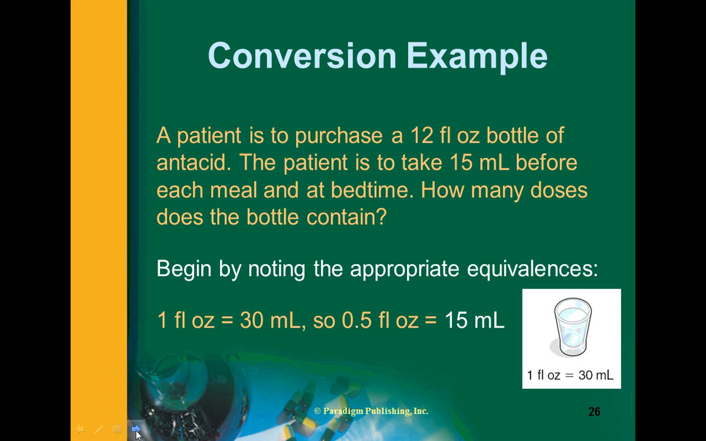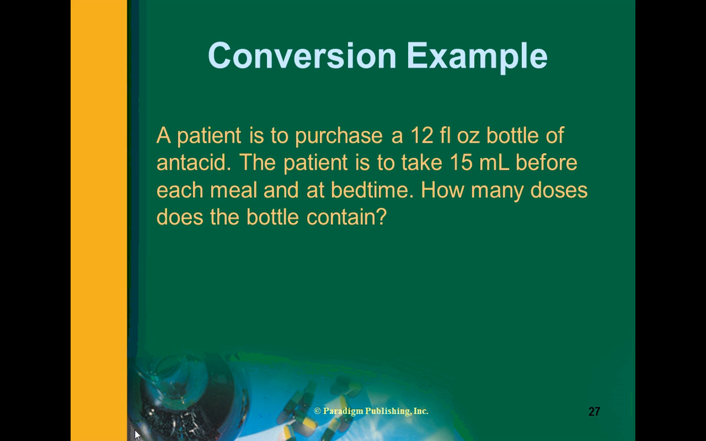You had your 1 fluid ounce equals 30 milliliters. So 0.5 fluid ounces equals 15 milliliters, and your 12 ounces equals 360 milliliters. You want to make note of that first. Then, what you want to do first is, to me, it's easier to do everything in milliliters.